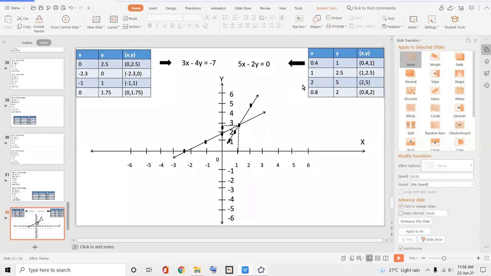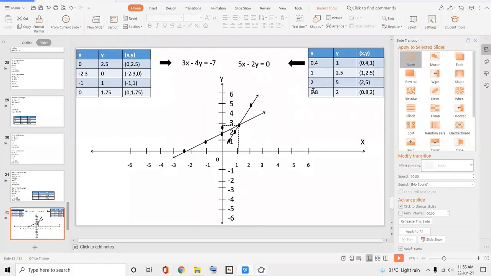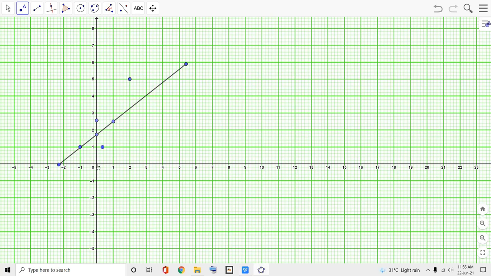Next we will plot 2 comma 5. So over here we will plot 2 comma 5. So this is 2 comma 5. Then we will plot 0.8 comma 2. So 0.8 comma 2. So this is 0.2, this is 0.4, 0.6, and 0.8. So 0.8 comma 2.